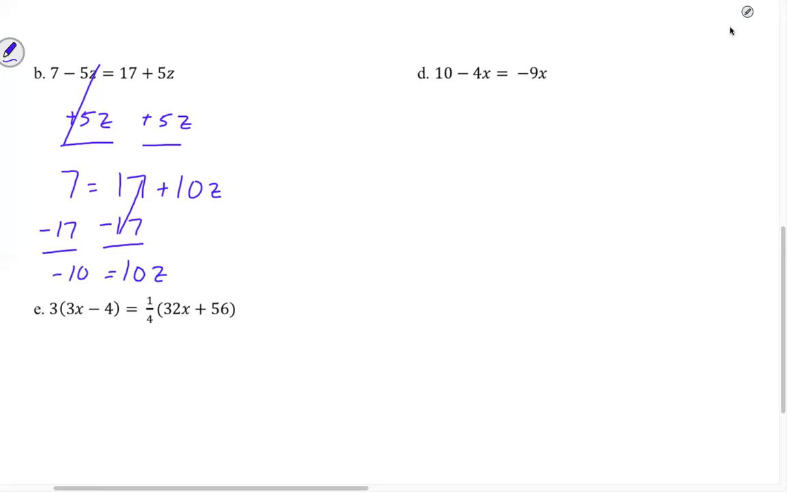And the last step, what do you got? Divide by 10. When we divide by 10, we get negative 1 equals z. Now, my advice to you is get comfortable with working with variables on both sides of the equation, the left or the right. It doesn't really matter. Negative 1 equals z or z equals negative 1. They're both fine to me.